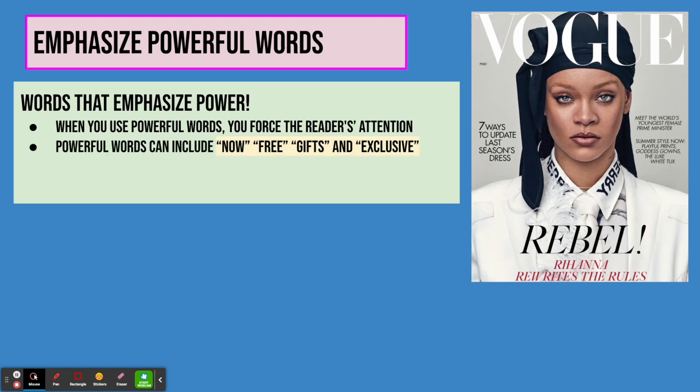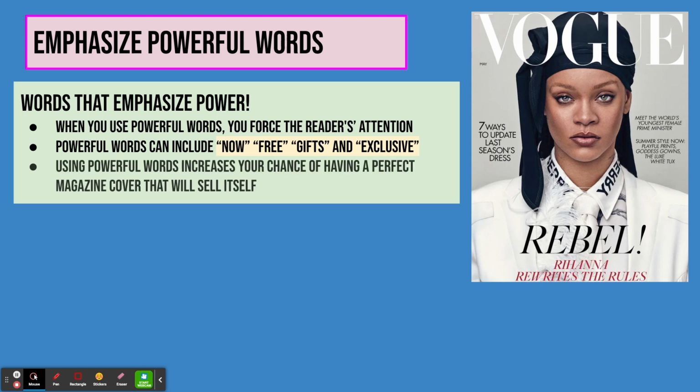Powerful words can include now, free, gifts, and exclusive, but that's just 4 examples. There are 100 other ones. Okay, so it's not limited to those. Using powerful words increases your chance of having a perfect magazine cover that will sell itself.